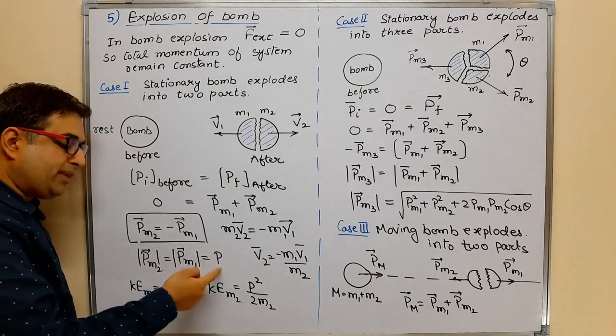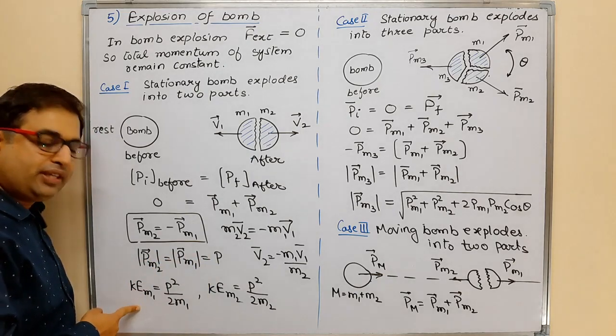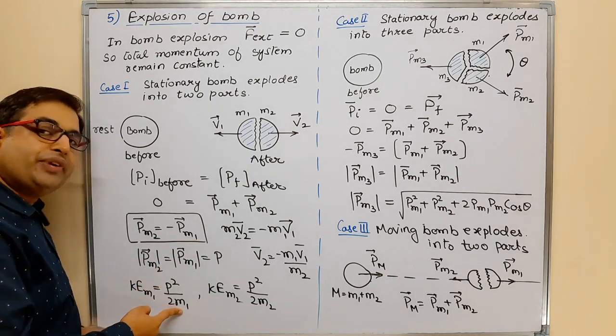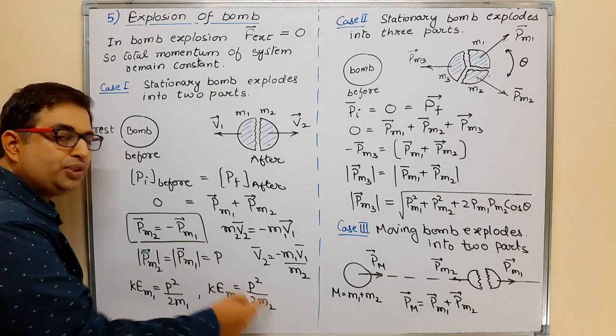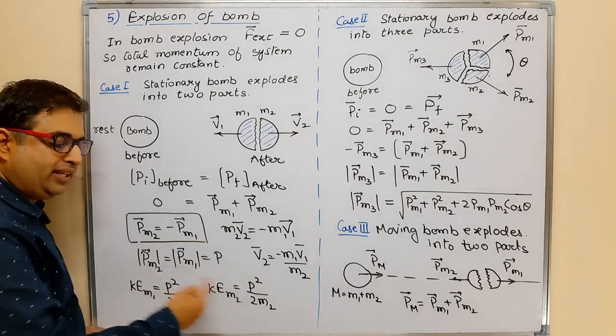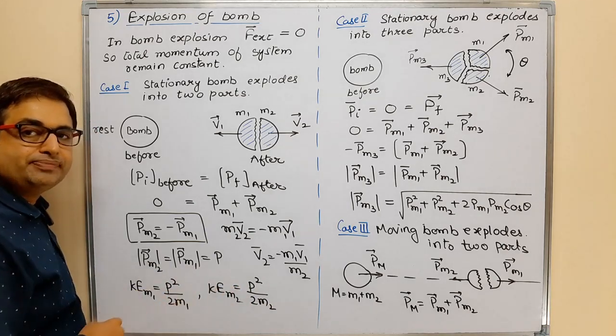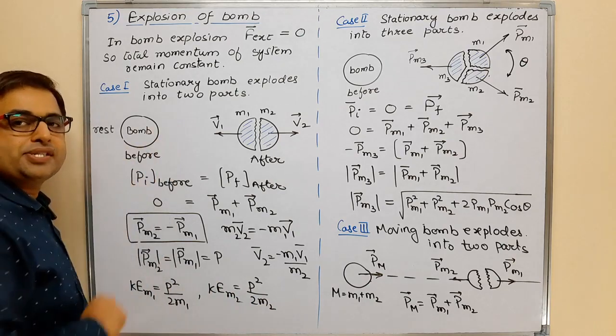Now the momentums are magnitude wise equal, so we can say kinetic energy of M1 is P square by 2M1 and kinetic energy of M2 is P square by 2M2. You can calculate the total kinetic energy by adding these two kinetic energies, right? That is the kinetic energy released in bomb blast.